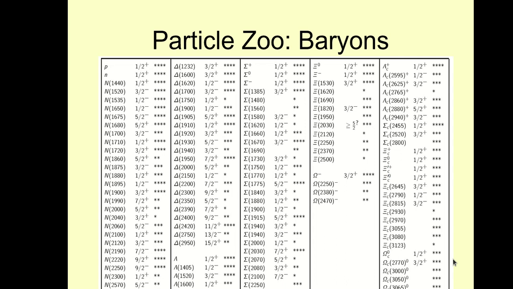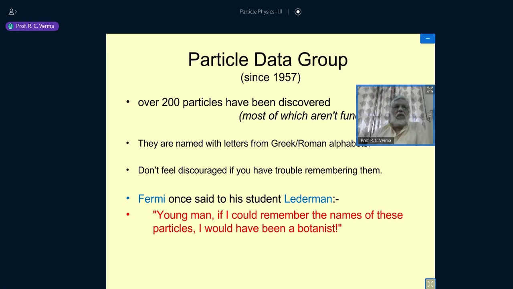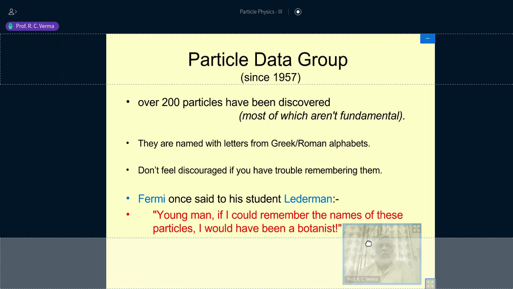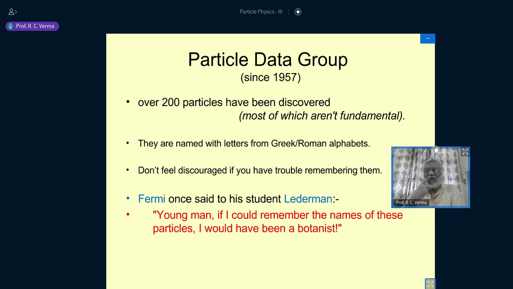So several hundred mesons and baryons have been detected. This indicates there must be some kind of structure lying behind them. If my number is all right, over 200 particles have been discovered. By the way, you can always go to the Particle Data Group site. It is free, and you can always find more and more details of these particles from there if you're interested.